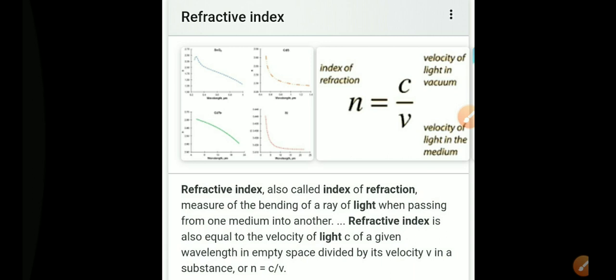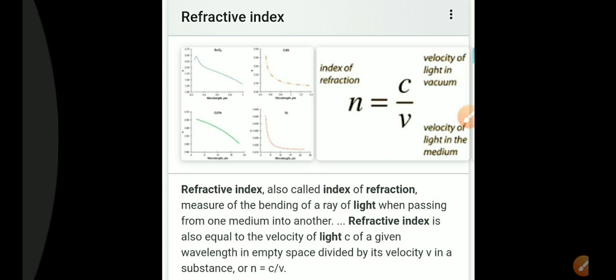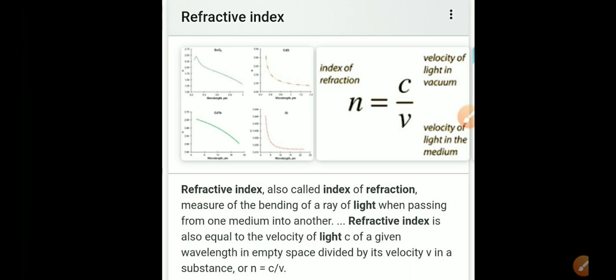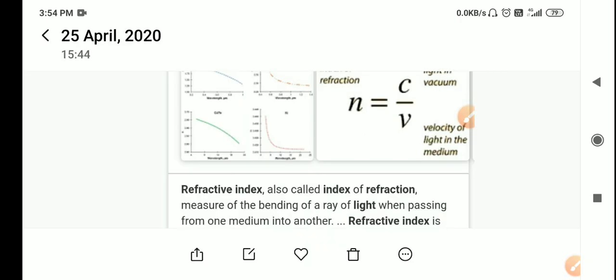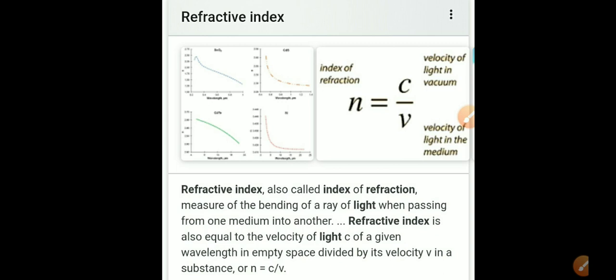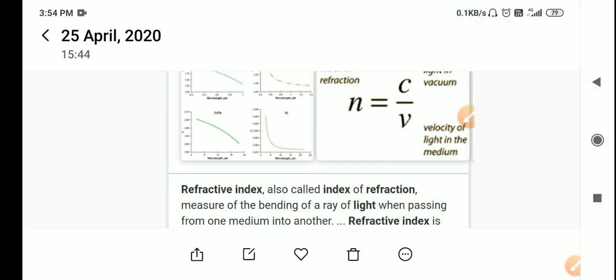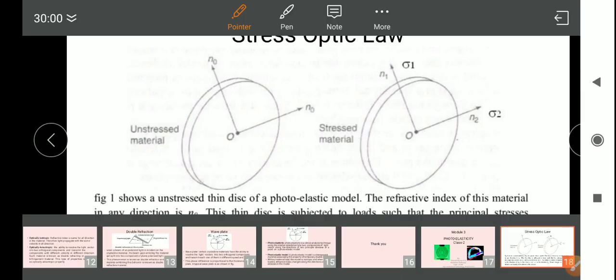It is also equal to the velocity of light c of a given wavelength in empty space divided by its velocity v in a substance. You can see this equation, n is equal to c by v, where n is the refractive index, c is the velocity of light in vacuum, and v is the velocity of light in the medium. So this is the formula to determine the refractive index. Okay, we move on to the presentation.